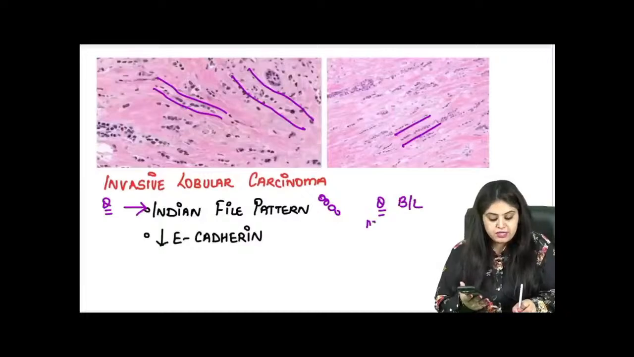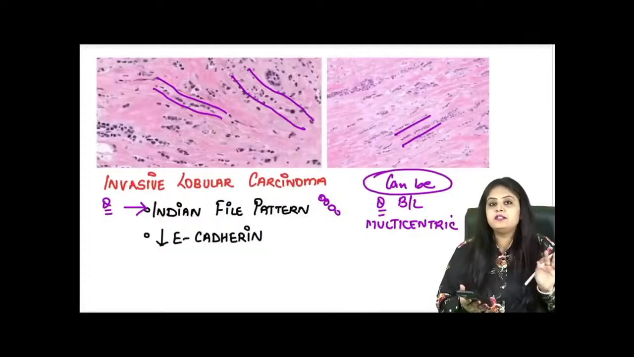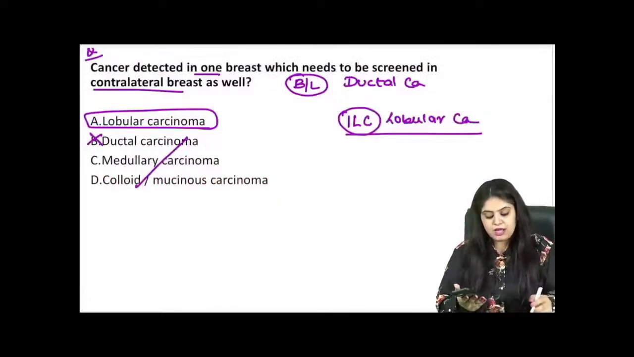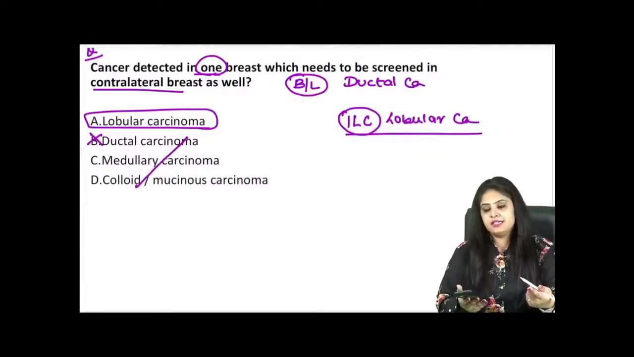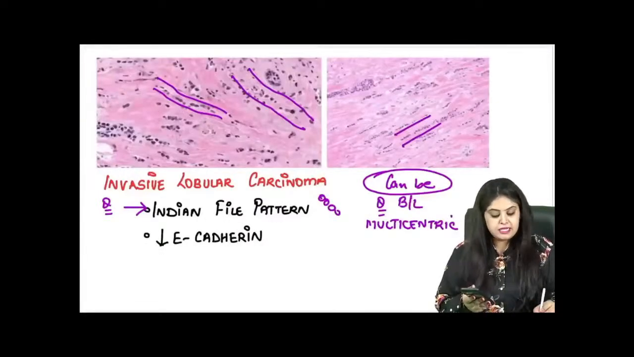Question number two. How will the patient present? This tumor has two properties, bilateral and multicentric. Always? No. Can be bilateral and can be multicentric. Every patient is not going to come to you with a lobular carcinoma of left and right breast. So I just mean to say that if you have a lobular carcinoma in one breast, should you keep her in follow-up and keep screening the contralateral breast? Yes. Okay. So number one, Indian file pattern.